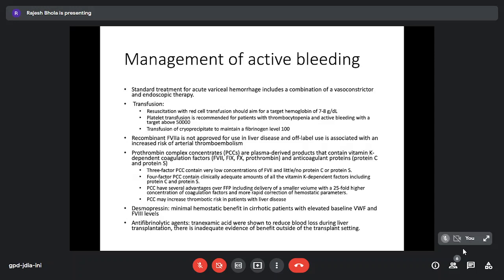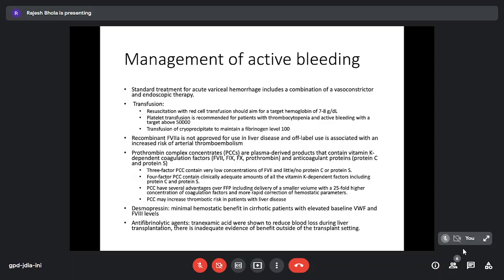There are two types of PCCs available. One is a three-factor, which usually has a low concentration of factor 7 and little or no protein C or protein S, or the four-factor PCC that contains adequate amounts of both. So a four-factor PCC is usually recommended. But PCC can also increase your thrombotic risk in patients with liver disease. So you need to be really careful when you are using PCC.